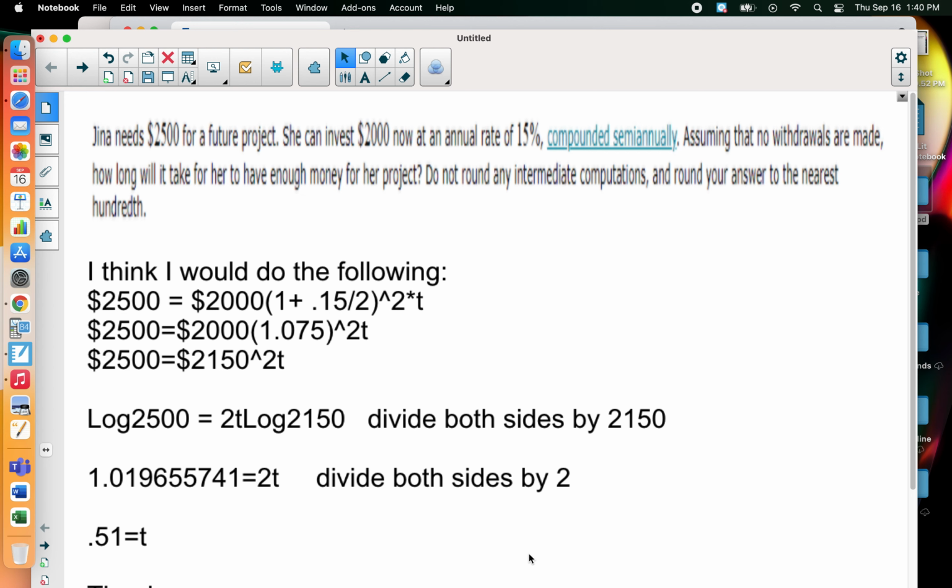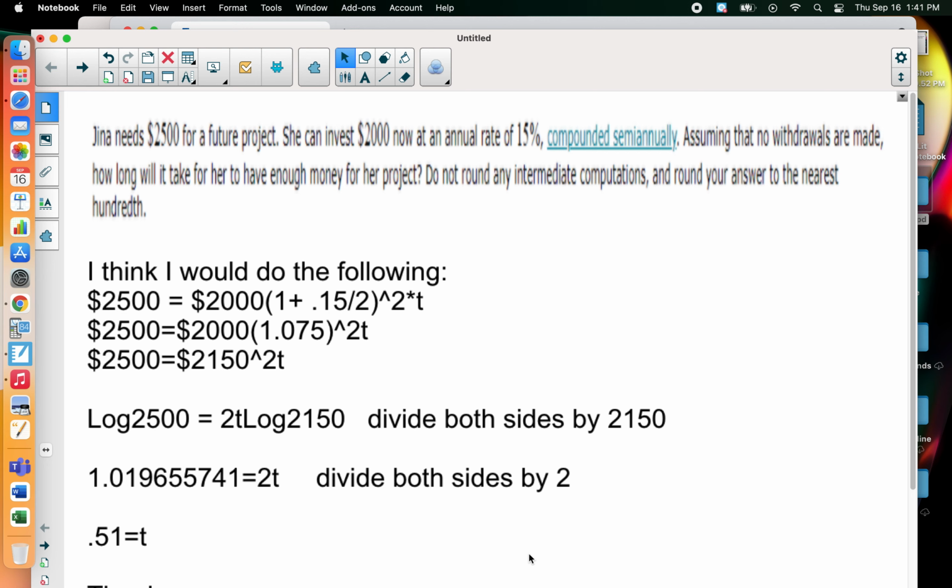So far you think that you would put 2,500 equals 2,000 times 1 plus 0.15, compounding semi-annually, you divide by 2, raised to the 2t power. I'm feeling good about what you have here. All right, now let's see what happens when we do all the division.